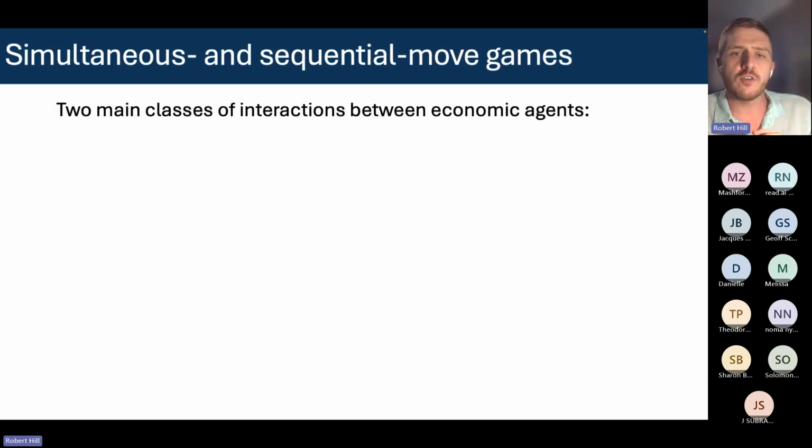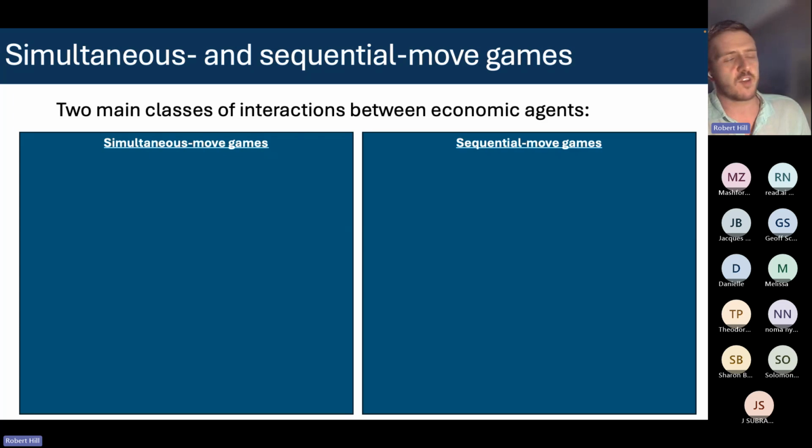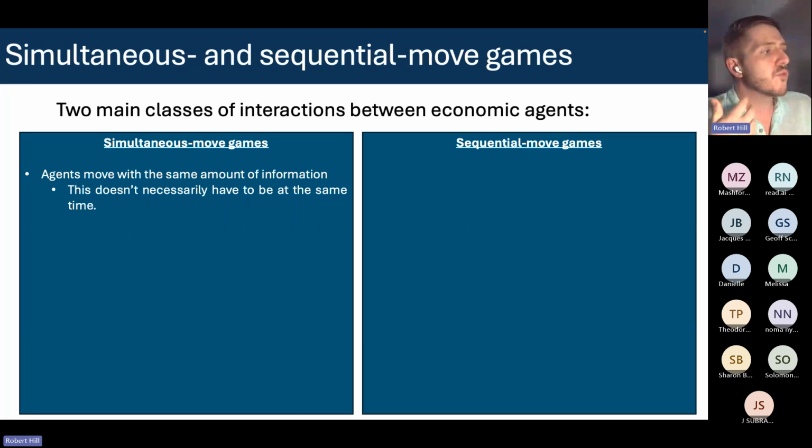So onto this sort of simultaneous versus sequential move game, there are two main classes of interactions that we have. One is a simultaneous move game and another is a sequential move game. I'm going to zoom through this, but the idea is simultaneous move games are ones where our agents move with the same amount of information. It doesn't necessarily mean that they have to move at the same time, but it means that you don't see what I've done before you choose what you're going to do.